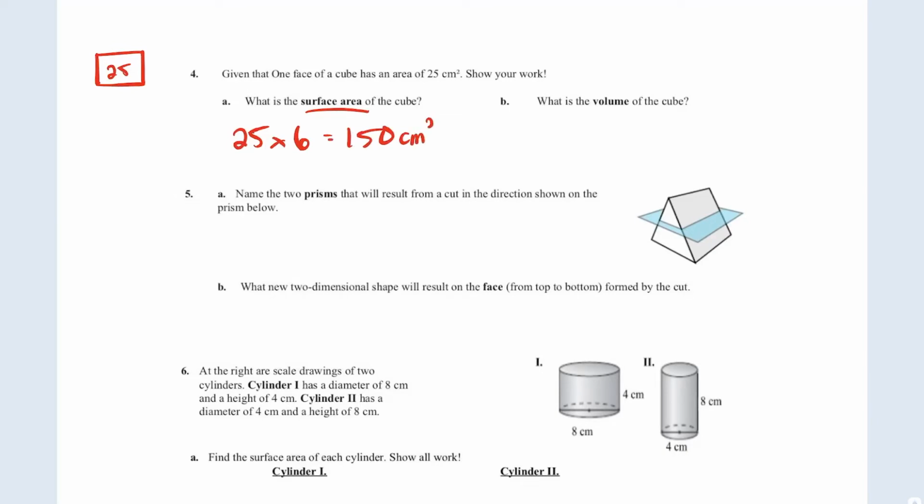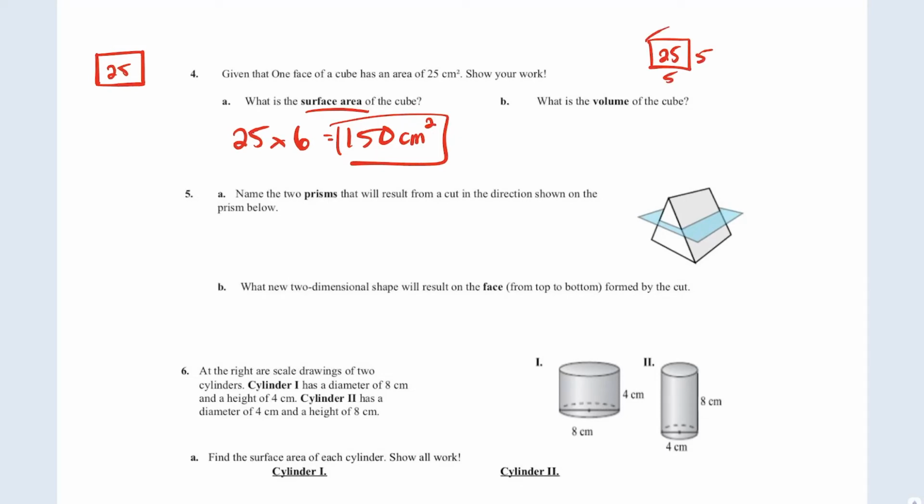And now we are in centimeters, centimeters squared, so 150. All right, and then the volume of the cube, here's where we need to do a little bit of investigation work. So this is a cube, so these two dimensions are going to be the same. I know that my area is 25. Well, what times itself gives me 25? It's going to be 5.